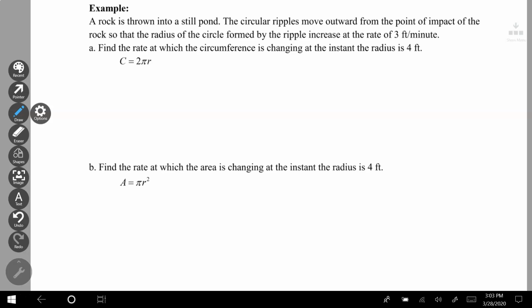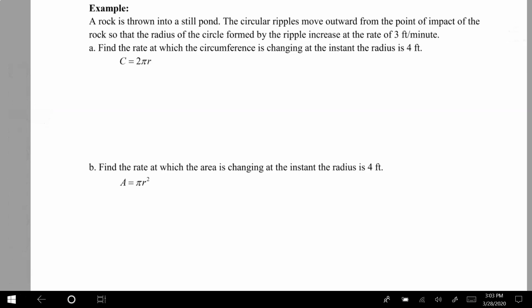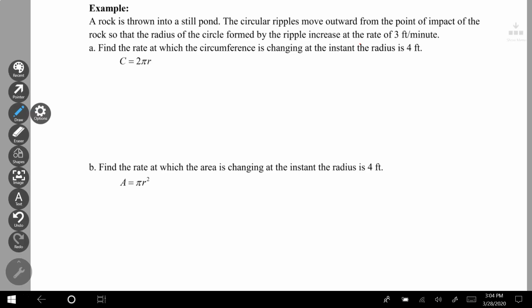And finally, this last example, we have a rock thrown into a pond, making circular ripples that are moving outward from the point of impact. And the radius of the circles is increasing at a rate of 3 feet per minute. So what do I know? My radius is equal to 4 and my dr over dt is equal to positive 3 feet per minute.